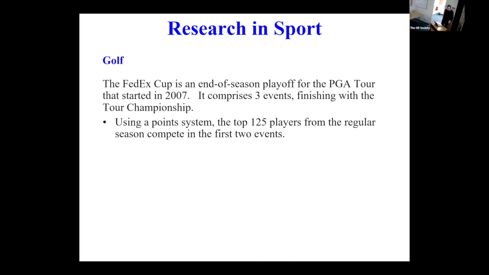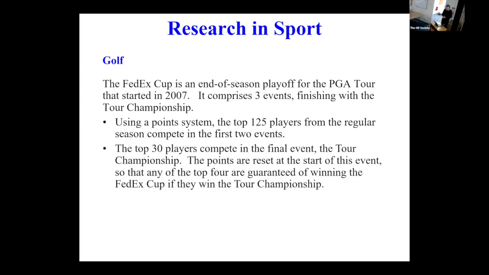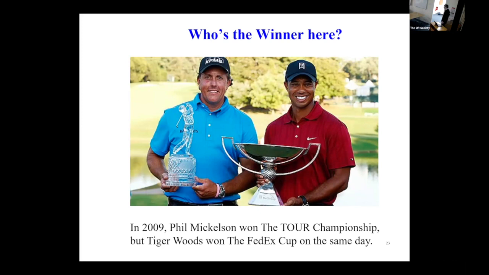Okay, so this is how it works. The top 125 players compete in the first two of these three events. And then the top 30 players from the first two events compete in the final event. There's a complicated point system where they change the points so that one of the top four players is going to win the FedEx Cup if they win this final event, the Tour Championship. And the reason they do that is they don't want to end up with something like this.